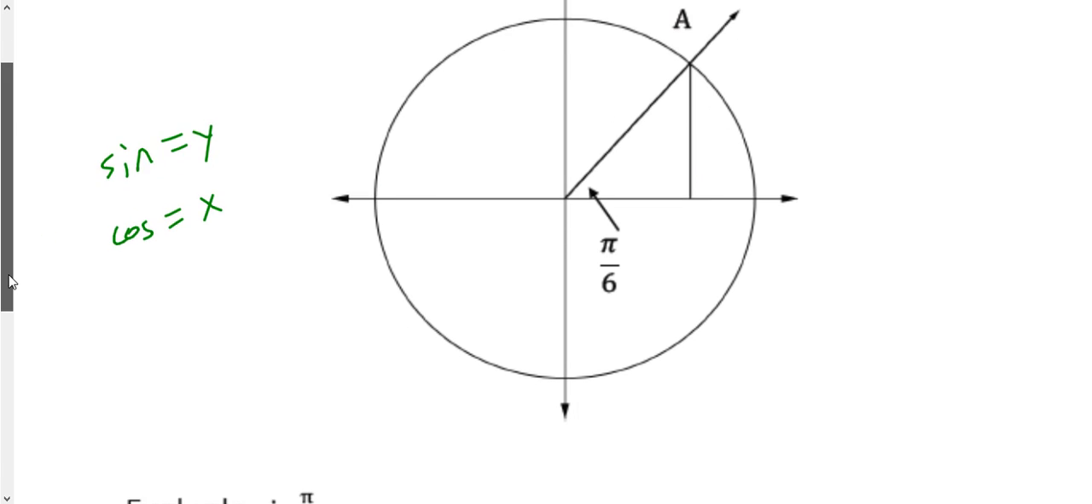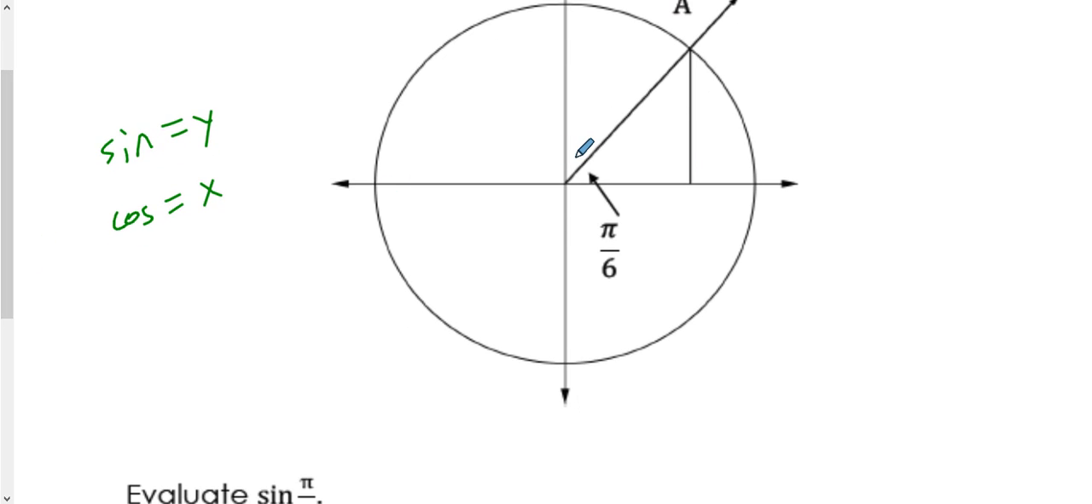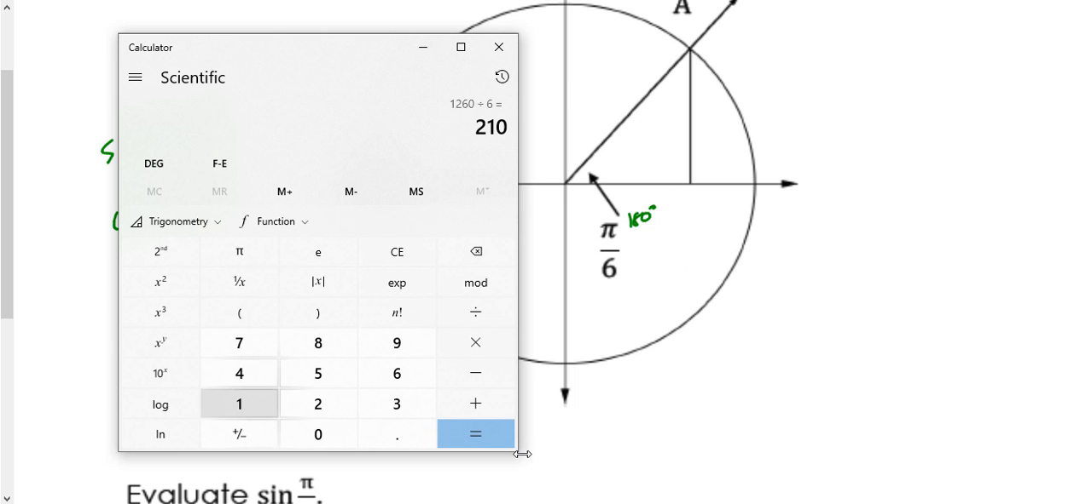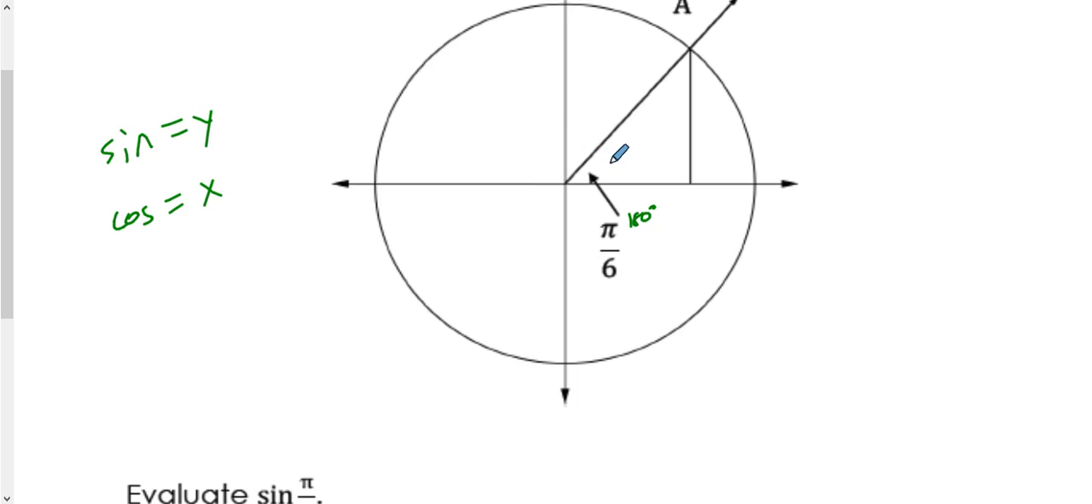So what you want to do here, guys, is think about those special right triangles that we were dealing with before, 45-45-90 and 30-60-90. And we want to see what this angle measure here is. So to convert this into degrees, all we're going to do is take this pi and turn it into 180. On our calculator, we do 180 divided by 6, and we get 30 degrees. So we know this angle right here is a 30-degree angle.